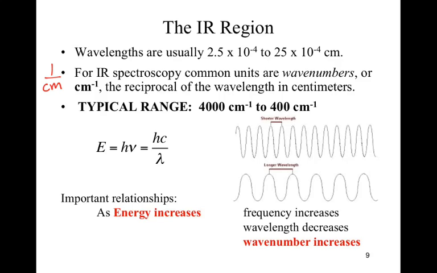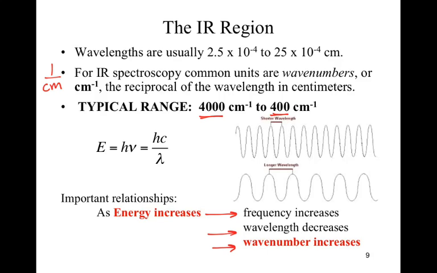Okay? The typical range that we're looking at for our IR spectroscopy, so when we look at an actual spectrum, it will typically range from 4,000 inverse centimeters to 400 inverse centimeters. And you will be responsible for knowing parts of that. The big relationships that you'll see show up every so often will be this: as our energy increases, our frequency increases, our wavelength decreases, and our wave numbers increase.